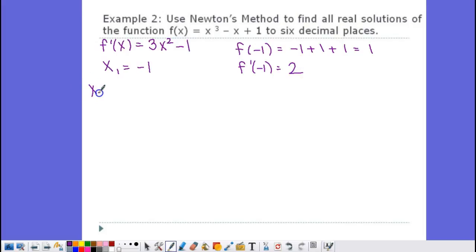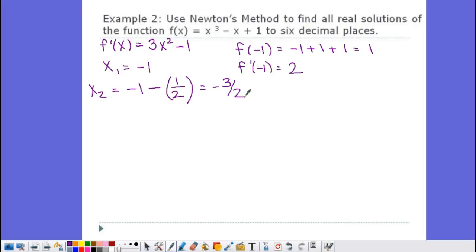So x2 would equal x1 minus f of negative 1 over f prime of negative 1. So you have negative 1 minus a half, so we get negative 3 halves. So that means my root was a little bit more to the left than what I thought. To plug in negative 3 halves, we're going to get kind of gross.